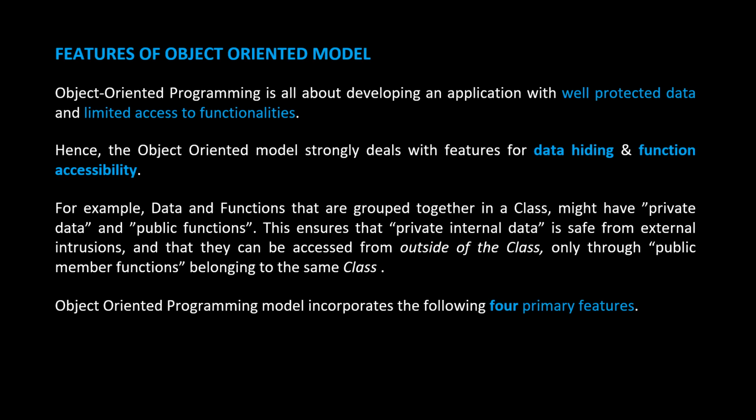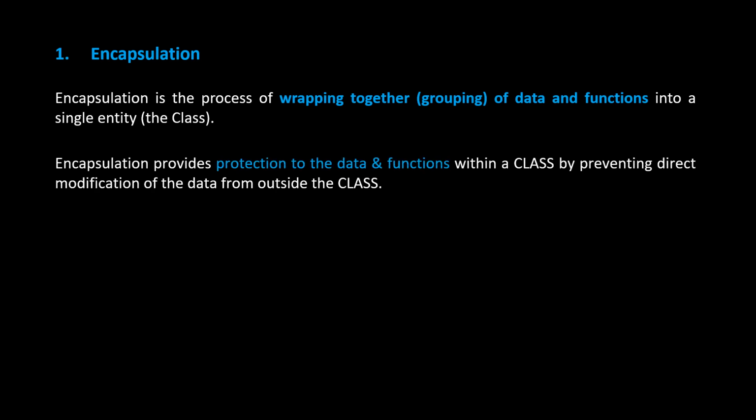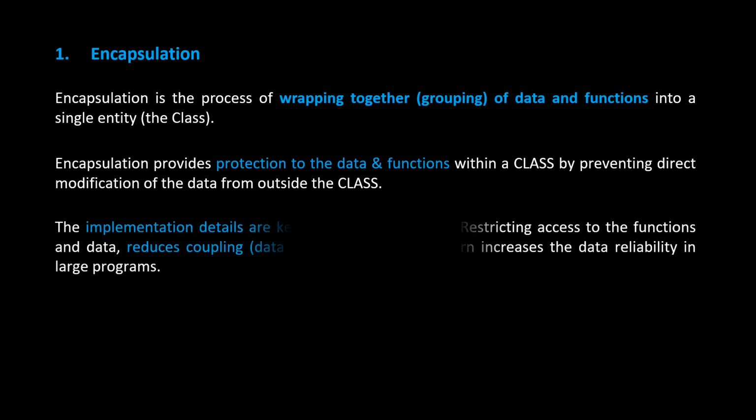Object-oriented programming model incorporates the following 4 primary features: encapsulation, abstraction, inheritance, and polymorphism. Number 1. Encapsulation. Encapsulation is the process of wrapping together, or grouping of data and functions into a single entity, the class. Encapsulation provides protection to the data and functions within a class by preventing direct modification of the data from outside the class. The implementation details are kept private to an object.